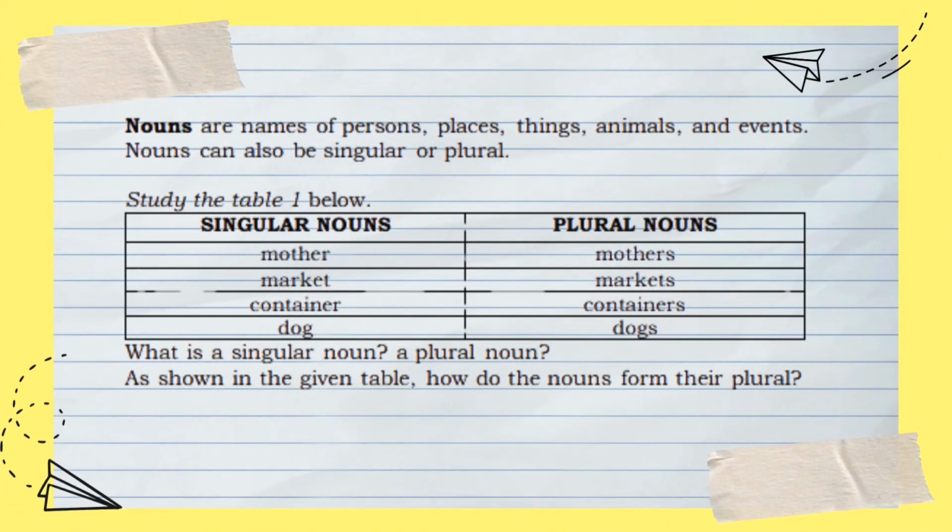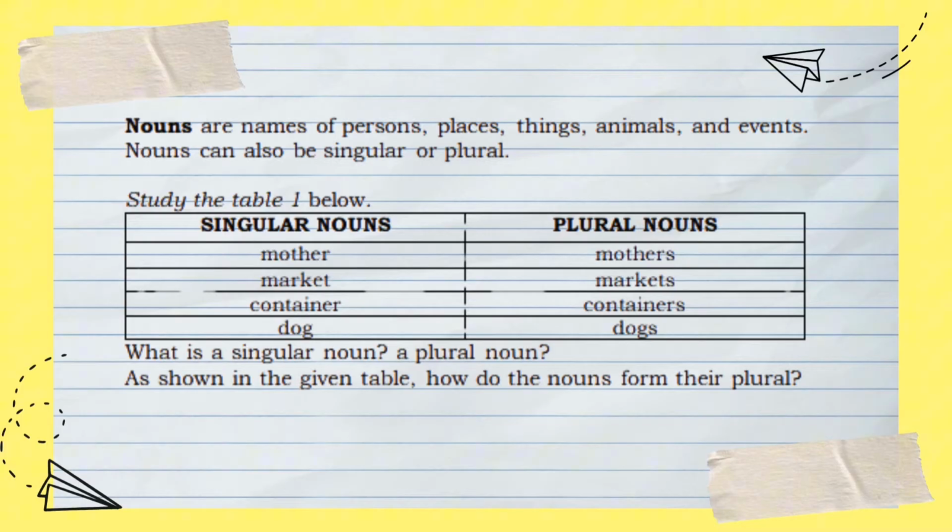Alright, now, nouns are names of persons, places, animals, and events, and nouns can also be singular or plural. So we have here in a table singular nouns and plural nouns. So mother, mothers, market, markets, container, containers, dog, and dogs. So we also already know what is a singular and a plural noun.